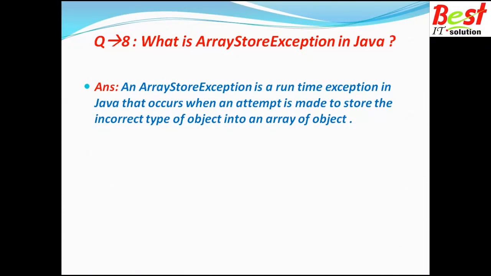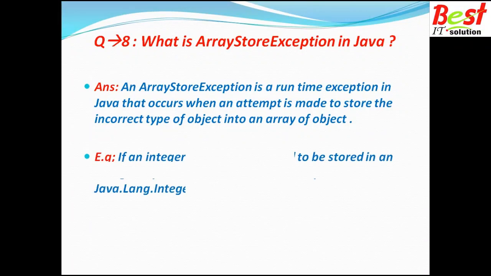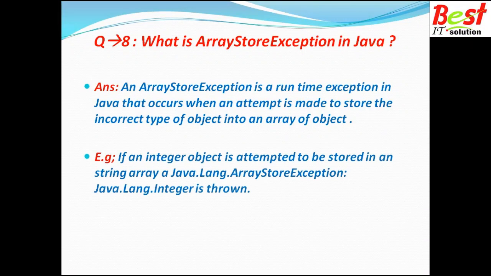Suppose this array is of integer type, but we are trying to store a long variable or string data in the integer array. At that time we can face this array store exception, because it is unable to store, since an array stores only similar type of data. For example, if an integer object is attempted to be stored in a string array, then java.lang.ArrayStoreException: java.lang.Integer is thrown. So this type of exception we can find.